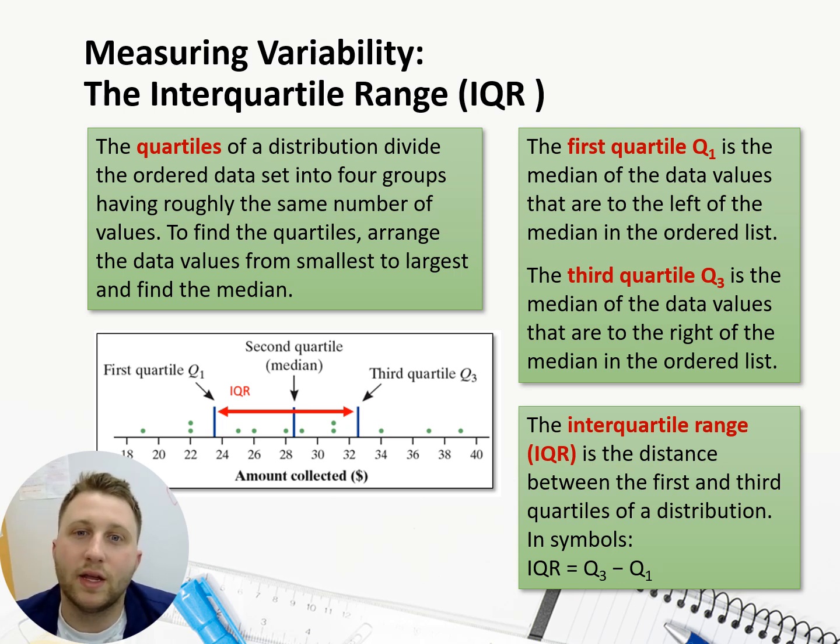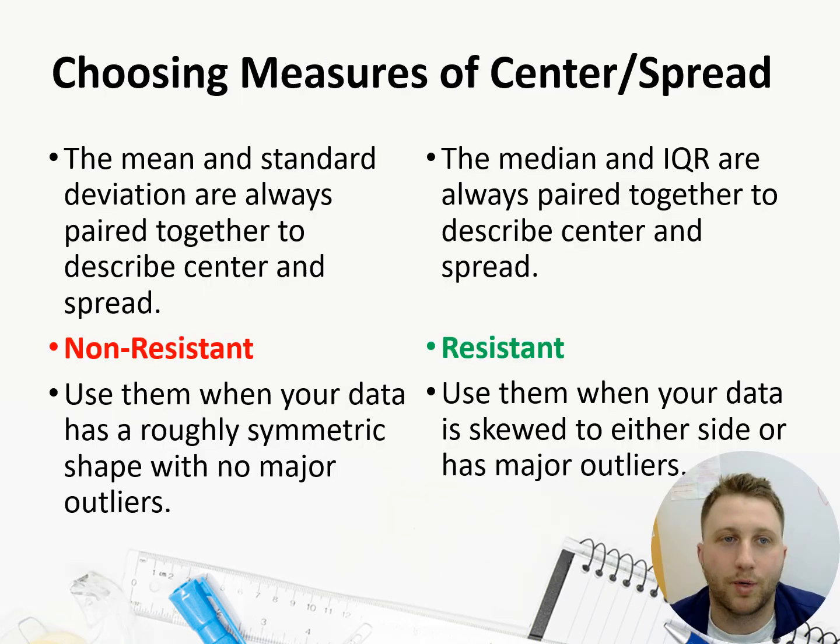Q1 is the median of the data values that are to the left of the median in an ordered list, or the 25th percentile. And Q3 is the corresponding median, but for the upper half of the list. It's also the 75th percentile. And the IQR is just the distance of the inner quartile from Q1 to Q3. So we do Q3 minus Q1 to get the IQR.